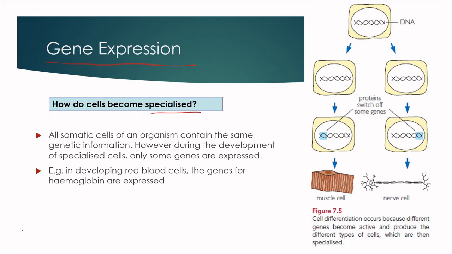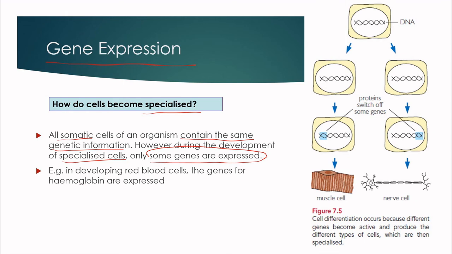How can they go from an unspecialized cell to something like a red blood cell or a bone cell or a sperm cell? All somatic cells, so a somatic cell is a cell within the body of an organism, contain the same genetic information. So this would not be your sex cells. A somatic cell would just be body cells apart from sperm and egg cells. So they contain the same genetic information. However, during the development of specialized cells, only some genes are expressed.